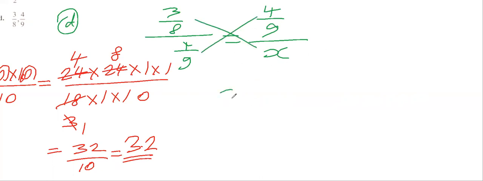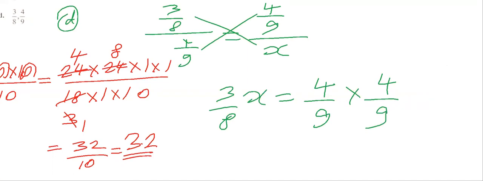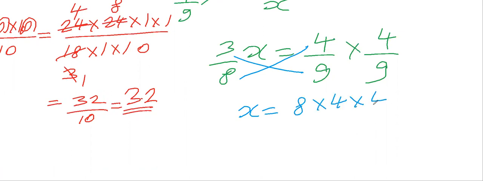So what will I get? 3 by 8 into X is equal to 4 by 9 into 4 by 9. Then I am going to again cross multiply. This 8 will go up, 3 will come down. So I will get X is equal to 8 into 4 into 4 and 3 into 9 into 9.